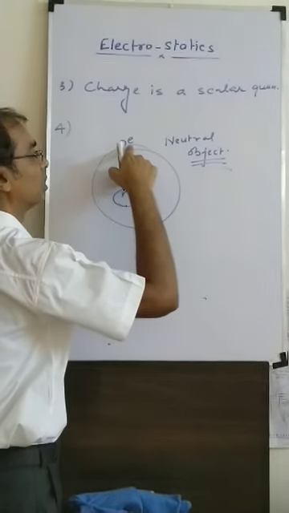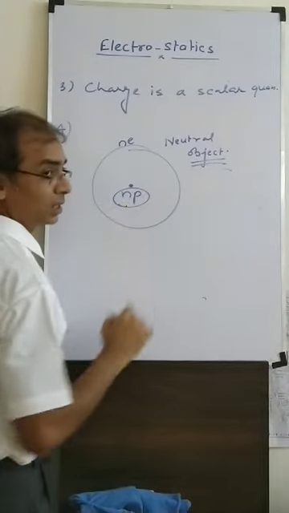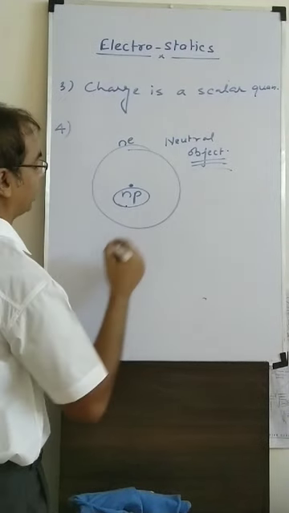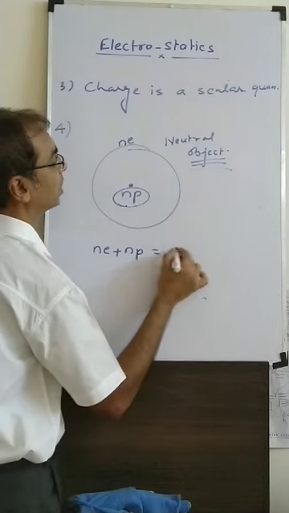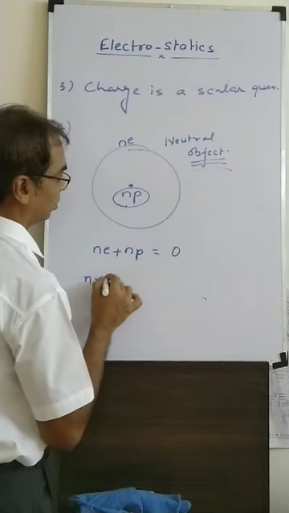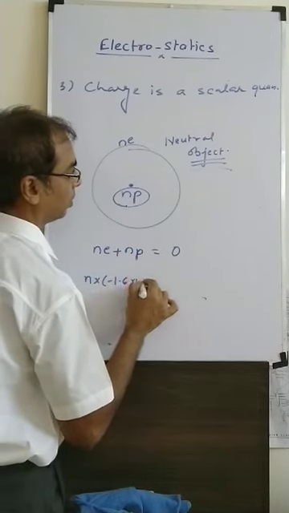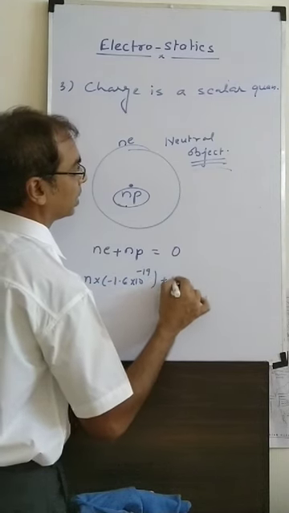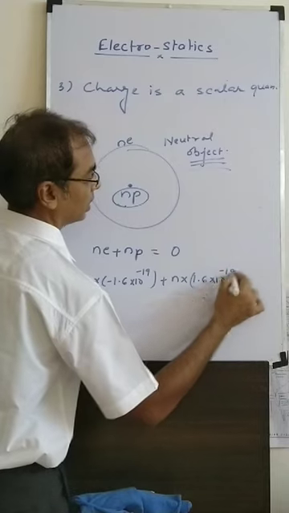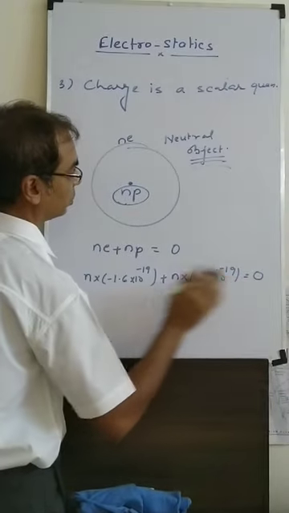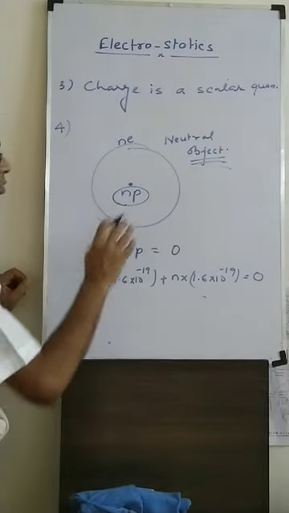So what happens? We know that the charge on electron is negative and charge on proton is positive. So when they add up, Ne plus Np becomes 0. n into minus 1.6 into 10 to the power minus 19 plus n into plus 1.6 into 10 to the power minus 19 is equal to 0. That's called a neutral object.